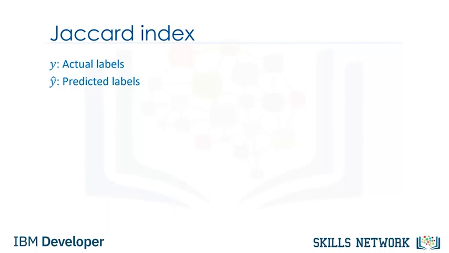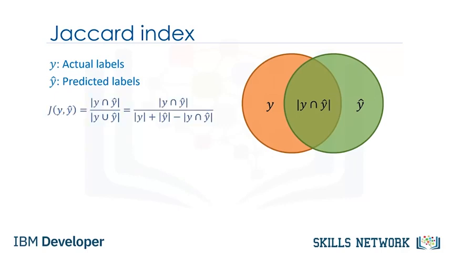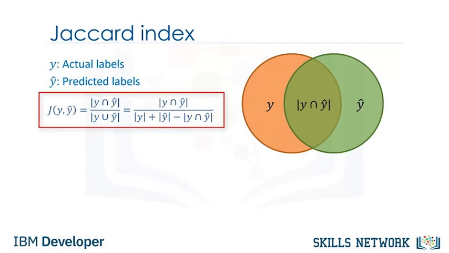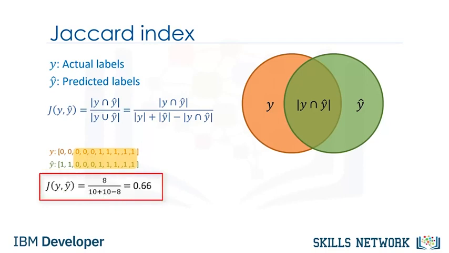Let's first look at one of the simplest accuracy measurements, the Jaccard index, also known as the Jaccard similarity coefficient. Let's say y shows the true labels of the churn dataset, and y hat shows the predicted values by our classifier. Then we can define Jaccard as the size of the intersection divided by the size of the union of 2 label sets. For example, for a test set of size 10 with 8 correct predictions, or 8 intersections, the accuracy by the Jaccard index would be 0.66.